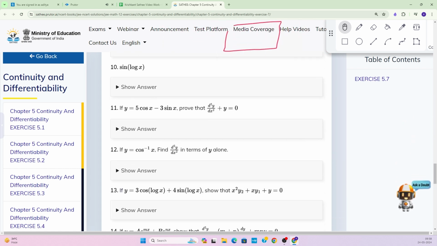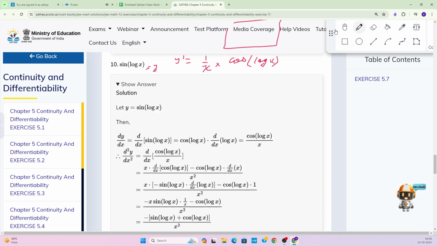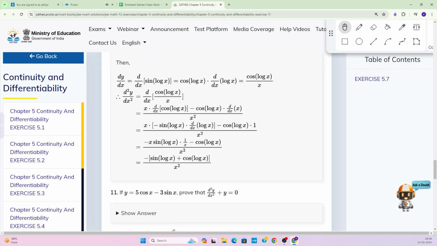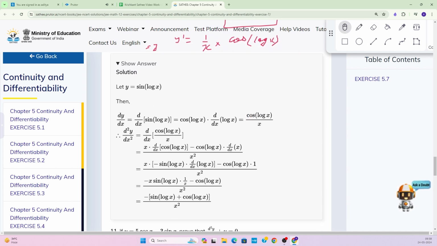Problem 10 says sine of log x. Let me evaluate the first derivative. The first derivative will be the derivative of log x, which is 1 by x, multiplied with the derivative of sine, which is cos, of whatever the inside thing is, which is log x. Simple, easy. Now the second derivative. The first derivative we have evaluated is cos log x divided by x.